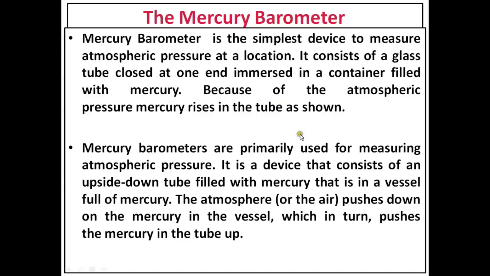Now let's talk about the mercury barometer. The mercury barometer is the simplest device to measure atmospheric pressure at a location, and it consists of a glass tube which is closed at one end, immersed in a container filled with mercury. Because of the atmospheric pressure, mercury rises in the tube as shown.